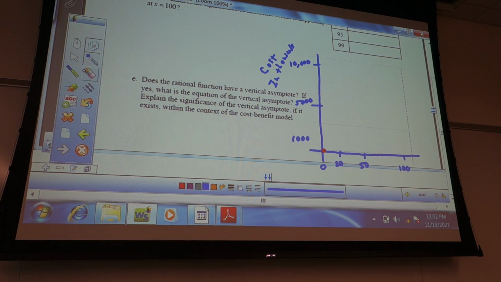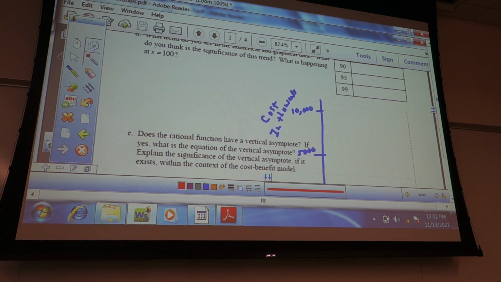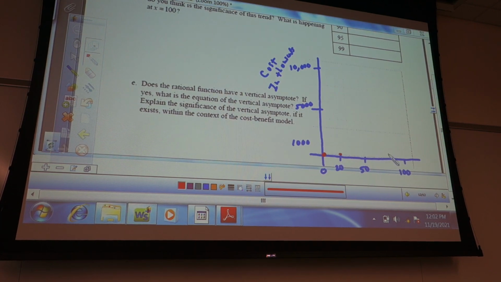So 30 doesn't even register on the blitz. It's practically nothing. What's the next one? 80, 180, 480. 80 where it's 480 is finally half of a line. So 80 is halfway up.